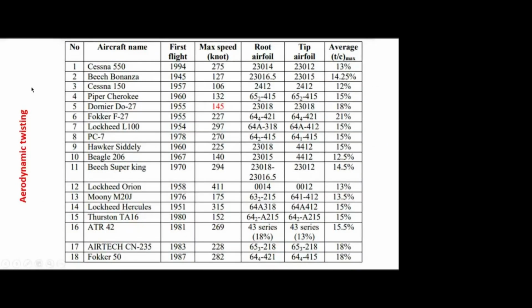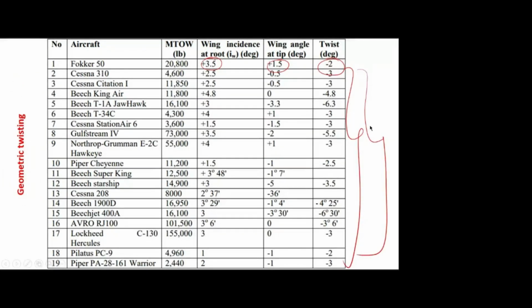And this is aerodynamic twisting. Simply by changing the airfoil profile, we are introducing a small twist in the aircraft, that is called aerodynamic twisting. Sometimes they will use the same airfoil for the root and tip, but in a few aircraft they will use different airfoils, 5 series and 4 series, like that. So by changing the airfoil, they are changing the profile. The complete twisting of the airfoil, that is aerodynamic twisting.